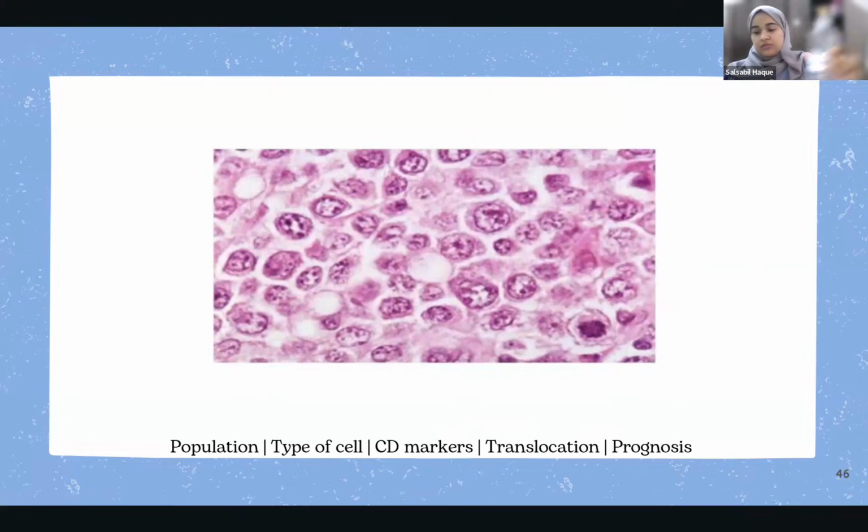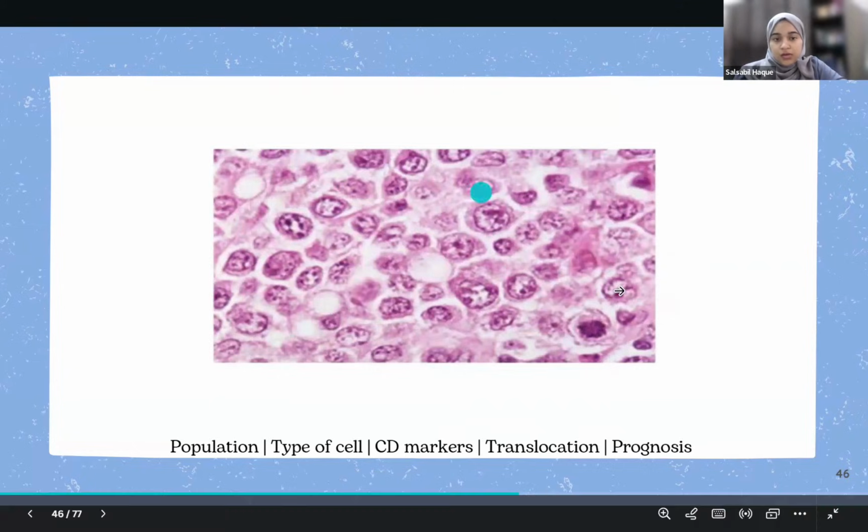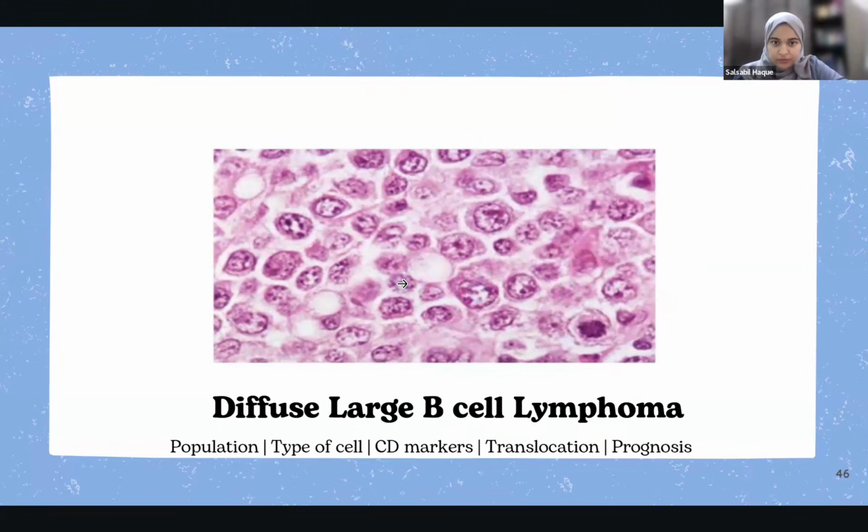Then, can anyone tell me what this is? Okay, so this is going to be diffuse large B-cell lymphoma. What you need to know about it is that it's diffuse, which means it's very aggressive. It can spread very fast. And it can happen as a result of a lot of other hematological conditions. A lot of other lymphomas, or myelodysplastic syndromes, can ultimately result in B-cell lymphoma.